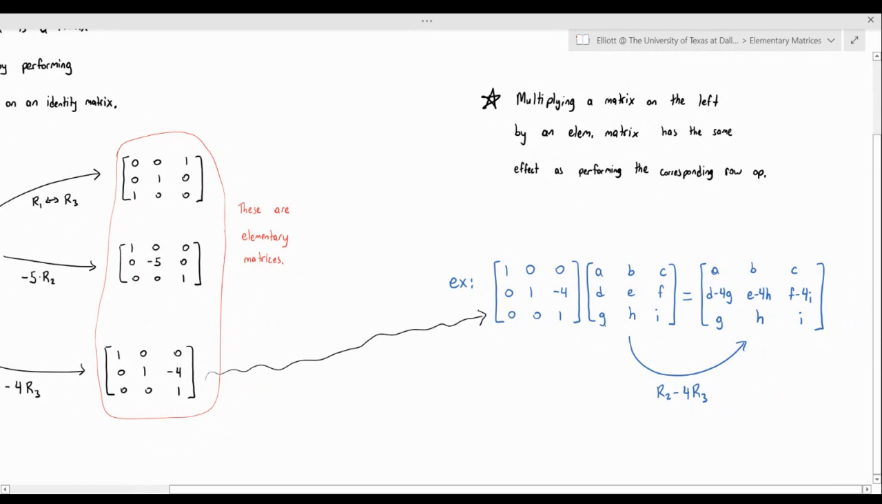take the first row times the first column, you'll get 1 times A plus 0 times D plus 0 times G. And so that will just give you A. And then you multiply out the rest of the matrix. You should find that this is what you'll get for the product over here. And the key observation that I want to make is that the product is also the same matrix that you would have gotten if you performed this row operation, row 2 minus 4 times row 3, to this original matrix here. So taking this matrix and doing row 2 minus 4 times row 3 gives you the same answer as when you multiplied this matrix on the left by this elementary matrix. Okay.